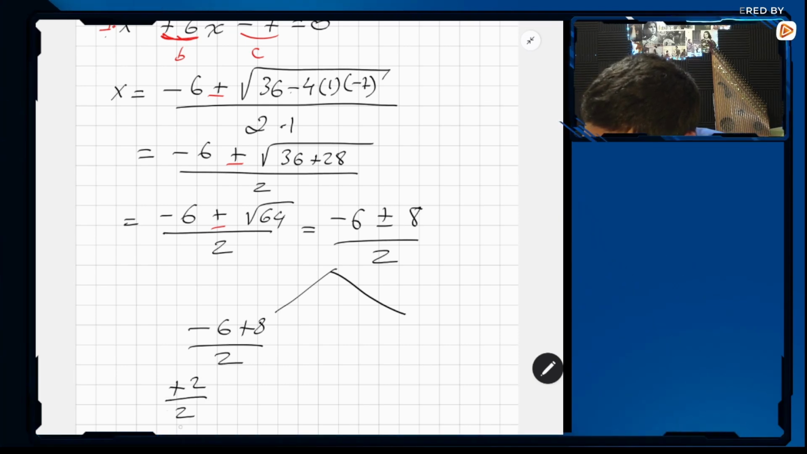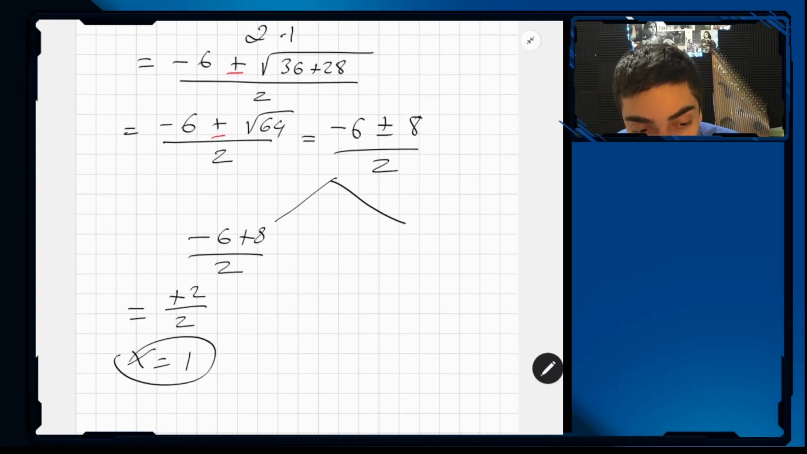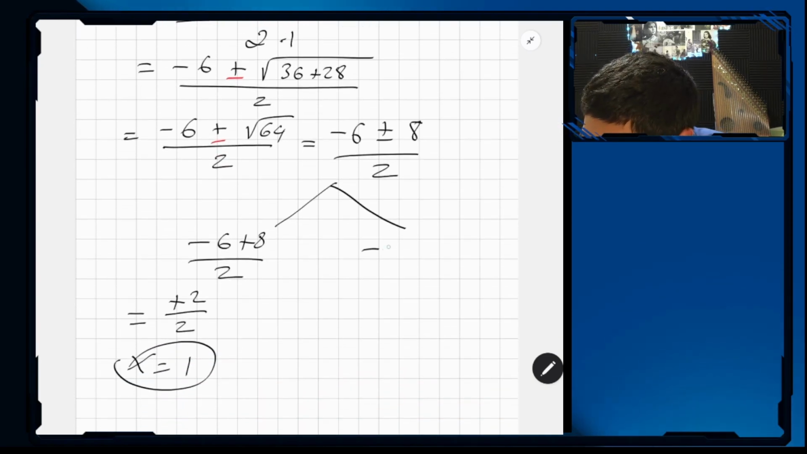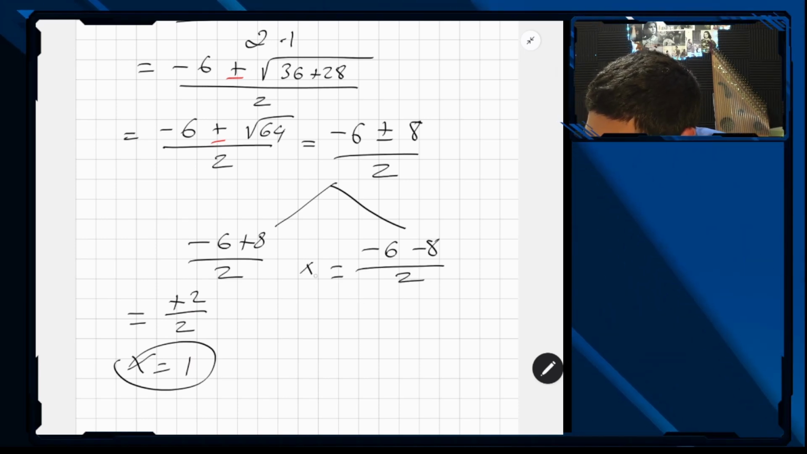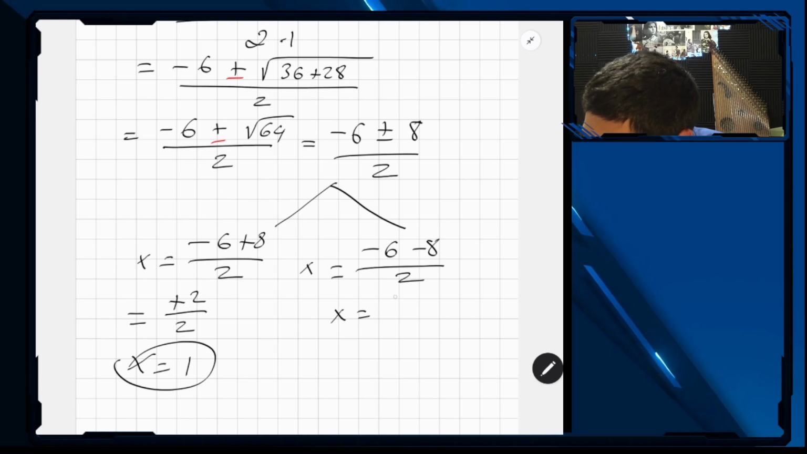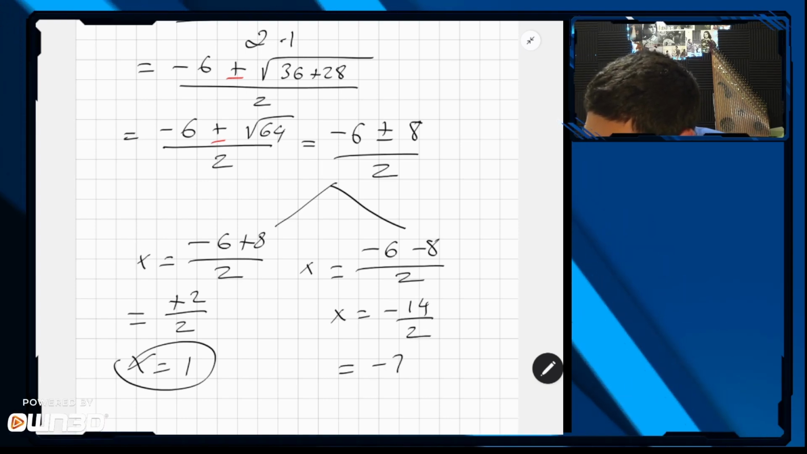plus 2 divided by 2. X equals 1. That is one solution. And then here you get -6 minus 8 divided by 2. X equals -14 divided by 2, which is -7.